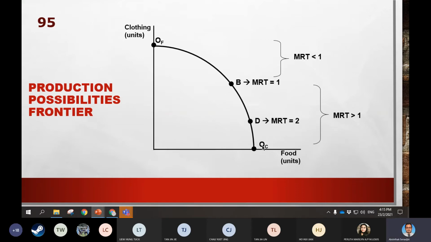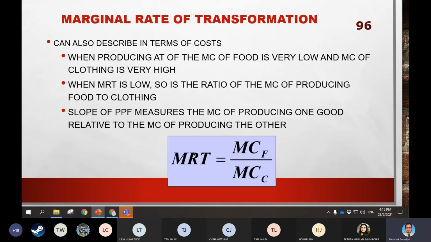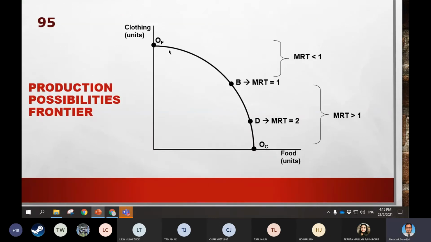In this situation, in order to obtain the first unit of food, moving from here to here, how much clothing do we lose? If you see, it is something very little. So very little clothing production is lost, and this is what we say: the marginal rate of transformation is less than 1.